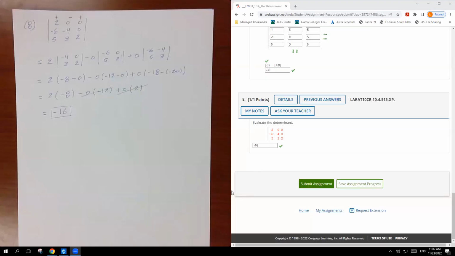That's it for this example. The last example of section 10.4.